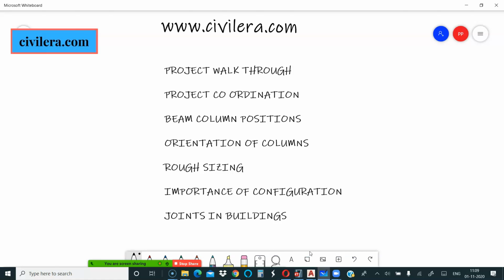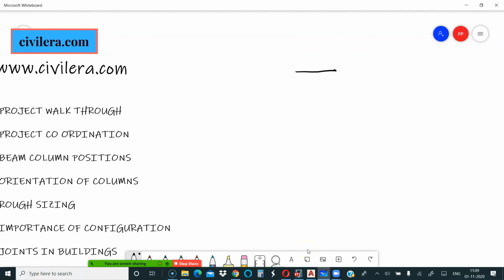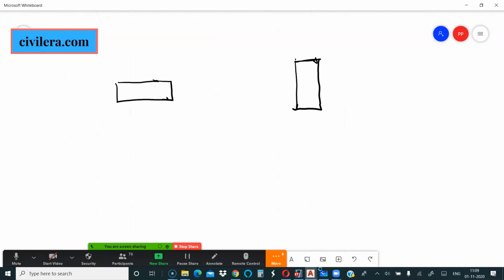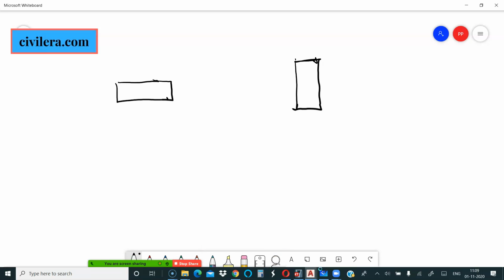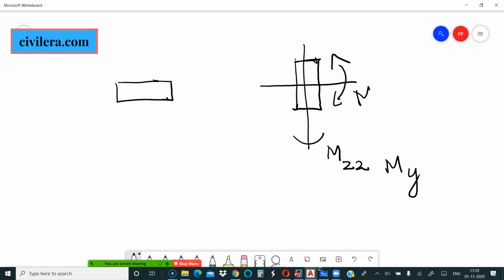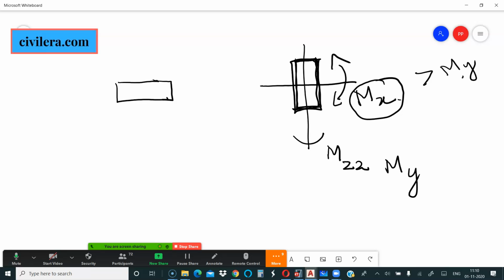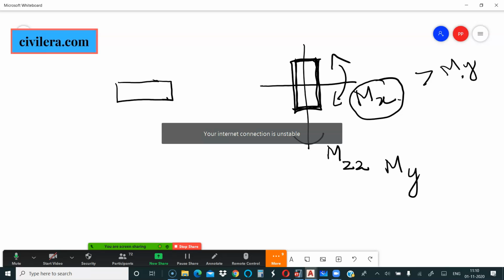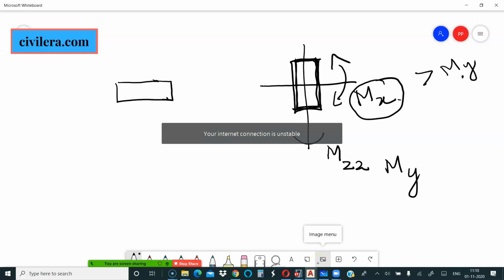Tomorrow, after analysis, maybe your seismic is governing, and the span is more in the other direction. After analysis, this is called M22 in ETABS and MY in your SP16 or textbooks. This is called MX, which is the major axis. So if your orientation is correct, your MX should be more than MY, because that's what ideally we are looking for, because you have more capacity or more inertia in that direction. So if your MX is more than MY, your orientation is probably right for the optimum steel.